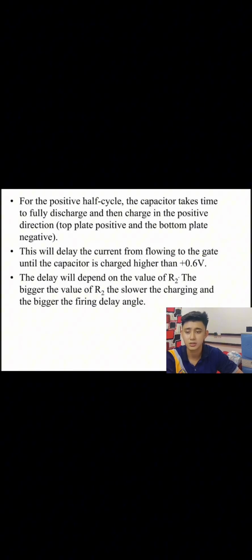Next slide. For the positive half cycle, the capacitor takes time to fully discharge and then charge in the positive direction, top plate positive and bottom plate negative. This will delay the current from flowing to the gate until the capacitor is charged higher than positive 0.6 volts. The delay will depend on the value of resistor 2. The bigger the value of resistor 2, the slower the charging and the bigger the firing delay angle.